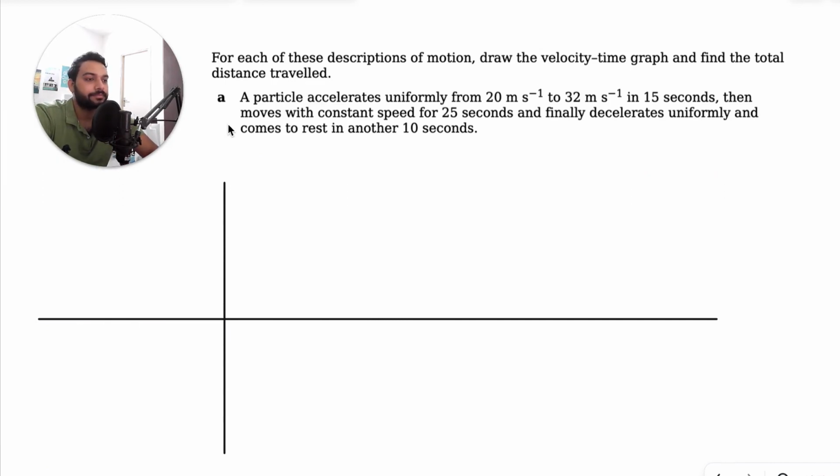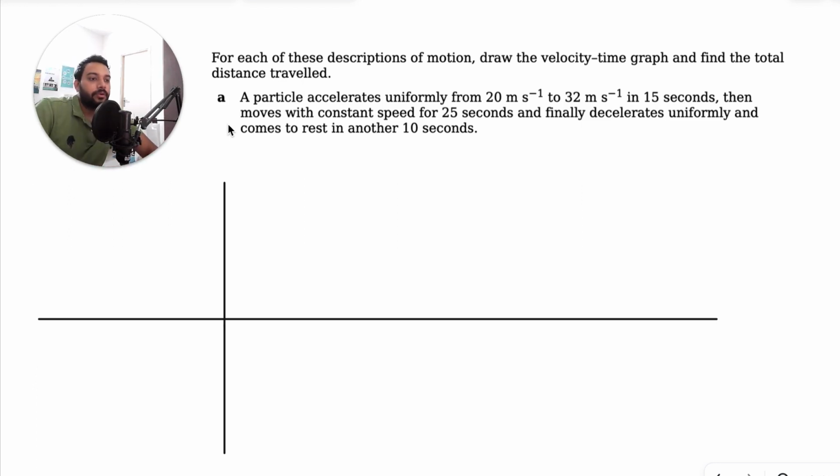Part A. A particle accelerates uniformly from 20 meters per second to 32 meters per second in 15 seconds, then moves with constant speed for 25 seconds, and finally decelerates uniformly and comes to rest in another 10 seconds. So 3 legs of motion are given to us. We need to draw the velocity time graph and find the total distance traveled, not the displacement but the distance.